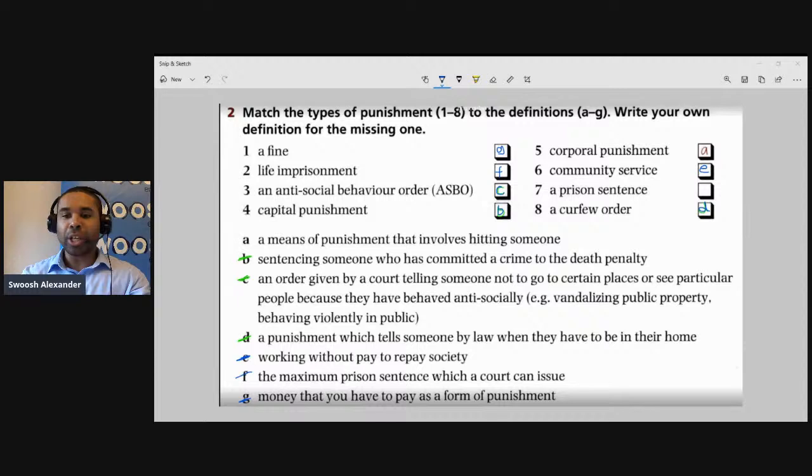Okay, so we don't have a definition then for number 7. That's what we are missing. And if you would like to suggest a definition in the chat, please do, and we can have a look at those together. But what we have are some very good definitions as well from students who have been working hard in the Facebook group. So a prison sentence then. What would be a good definition for a prison sentence? Let's have a look at some of these together.